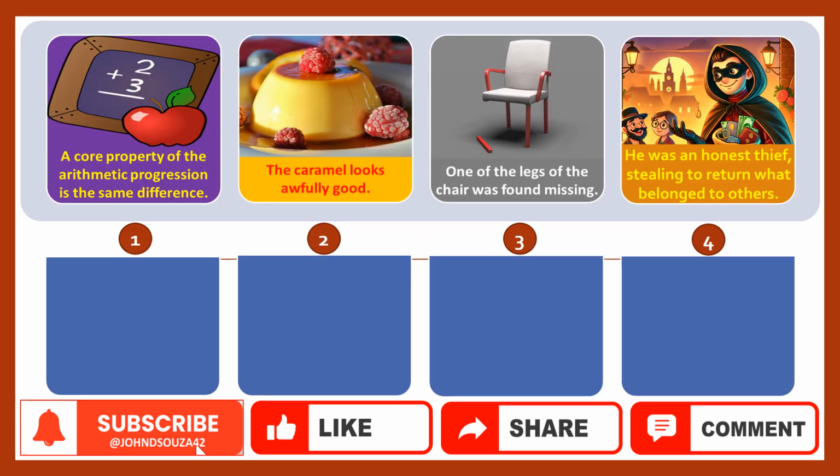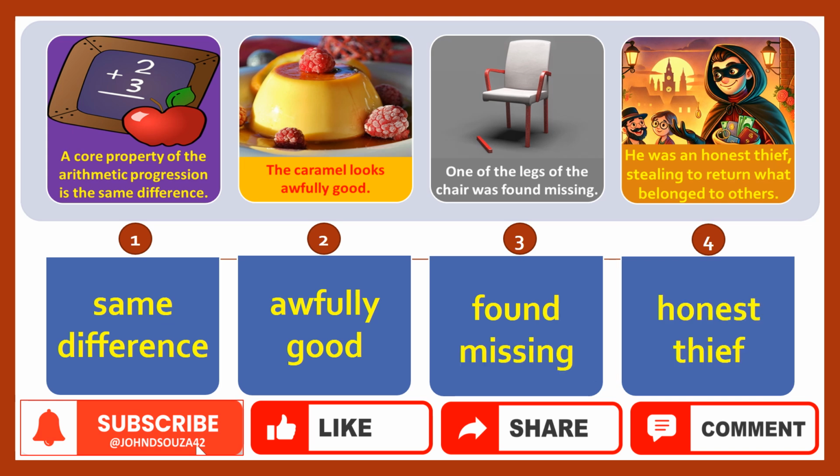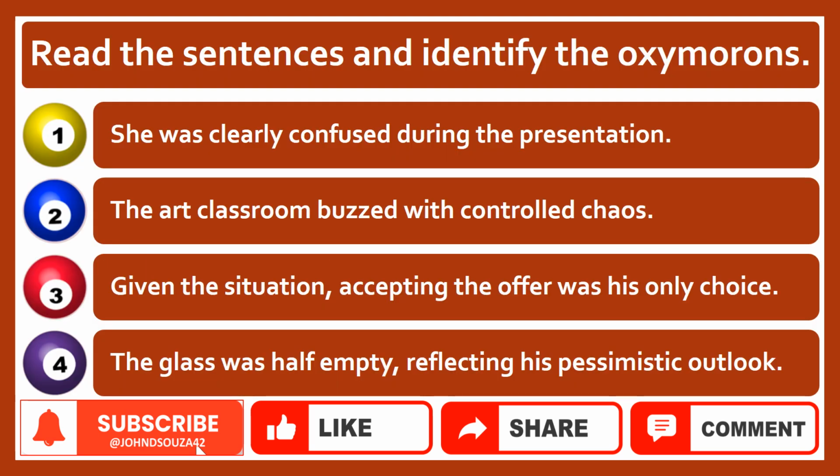Identify the oxymorons in these visuals. First one, "same difference." Second, "awfully good." Third, "found missing." Fourth, "honest thief." Can you spot the oxymorons? Why do these pairs seem contradictory yet convey meaningful ideas?